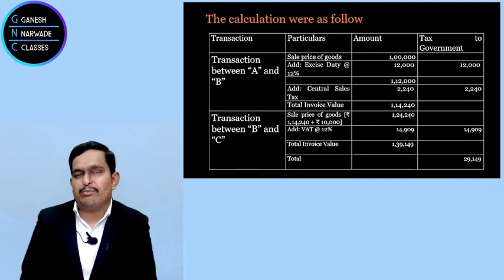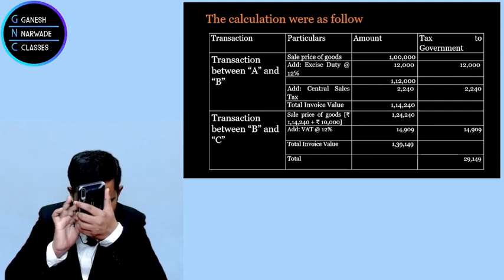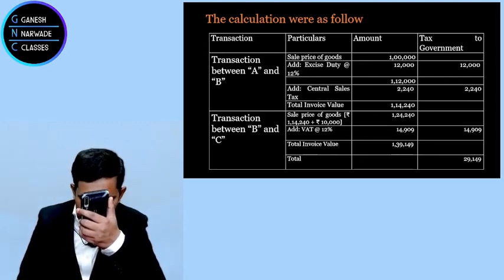And B thought he will add some profit or additional transportation cost. 10,000 he added. So it became how much? 1 lakh 14,240 plus 10,000, 1 lakh 24,240. Now on that again he has to collect VAT. How much? 12%. So on 1 lakh 24,240, when we added the VAT, it came to 14,909.